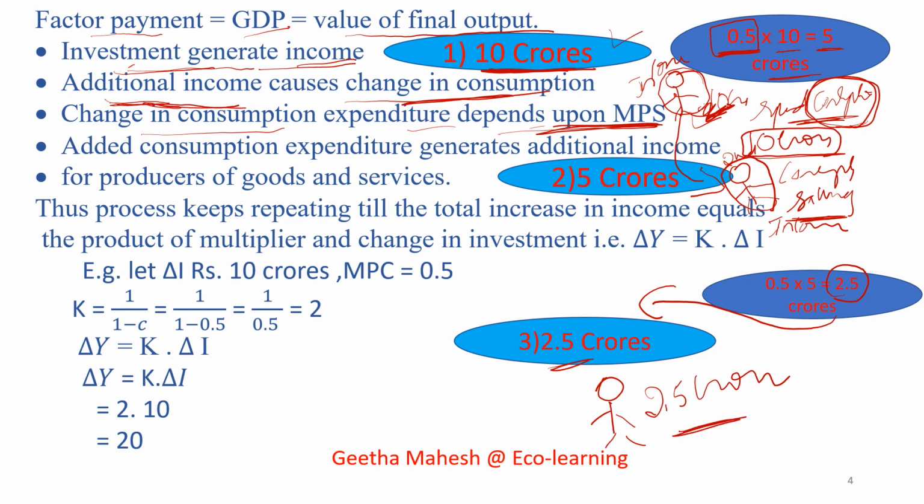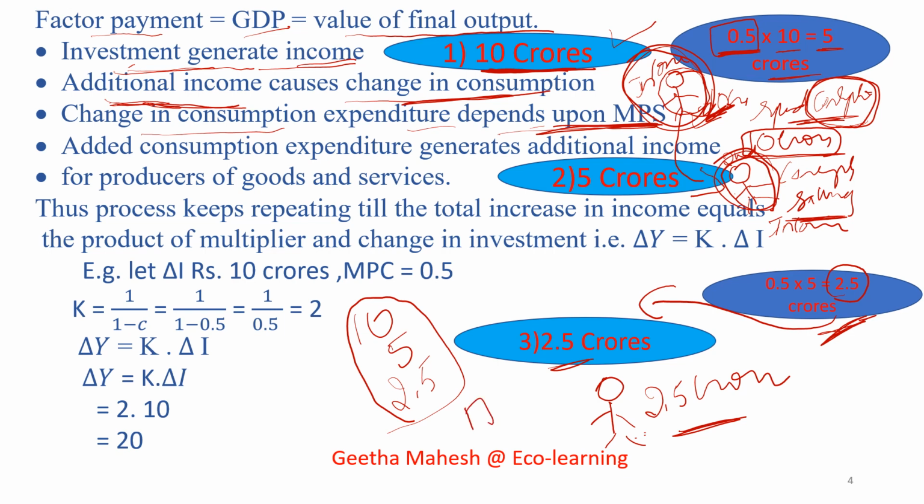So how much investment did we make? Only 10 crores. But what is the income generated? The first person will get an income of 10 crores. When the first person spends 5 crores, the second person will get 5 crores as income. And this second person will spend only 2.5 crores, then this third person is going to get 2.5 crores. When you add all these things, 10 plus 5, 15, plus 2.5, 17.5 crores. What is the investment made? Only 10 crores. What is the income generated?